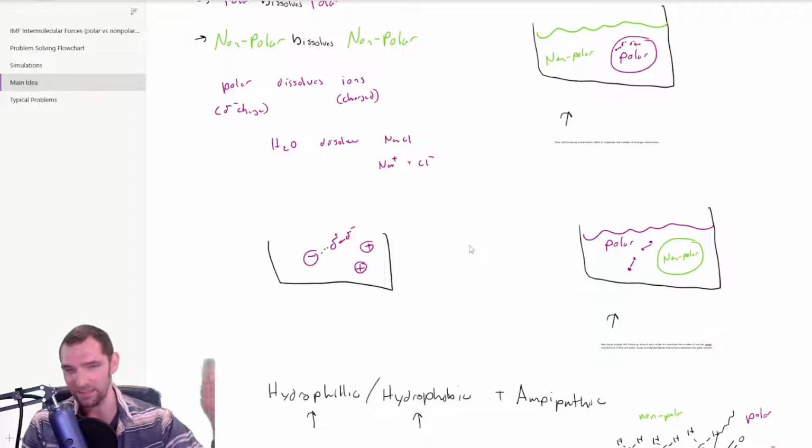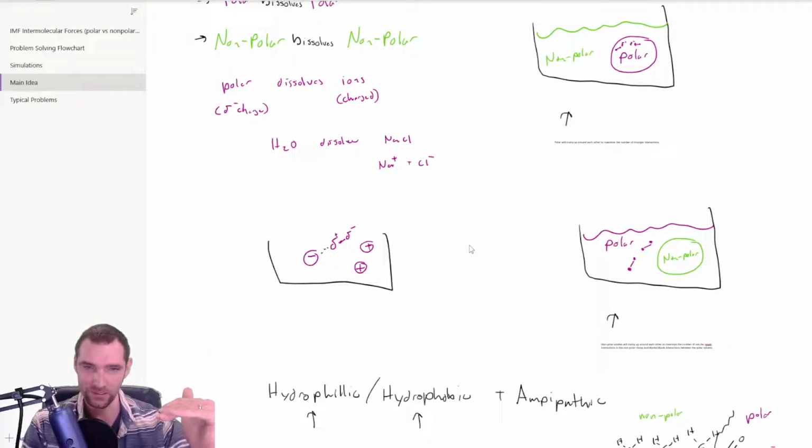So ions and dipoles, very strong. Dipoles and dipoles, pretty strong. If you have a hydrogen bond, that's a strong version of a dipole. So that's going to be kind of in the middle there between your charges. Then you've got hydrogen bonds, and dipoles and dipoles. And then you're going to have your nonpolar things. They're very weak in their interactions.